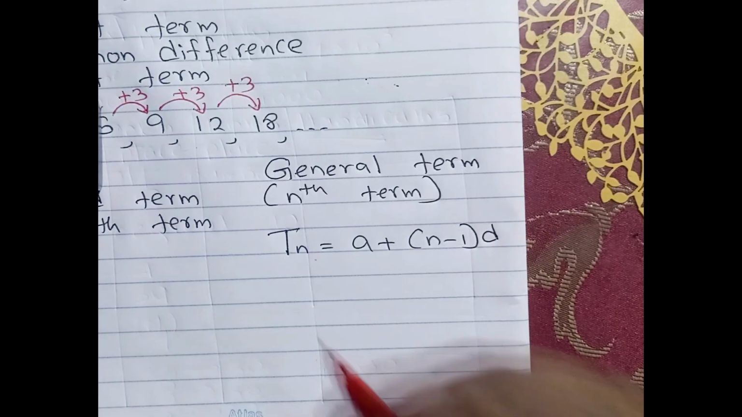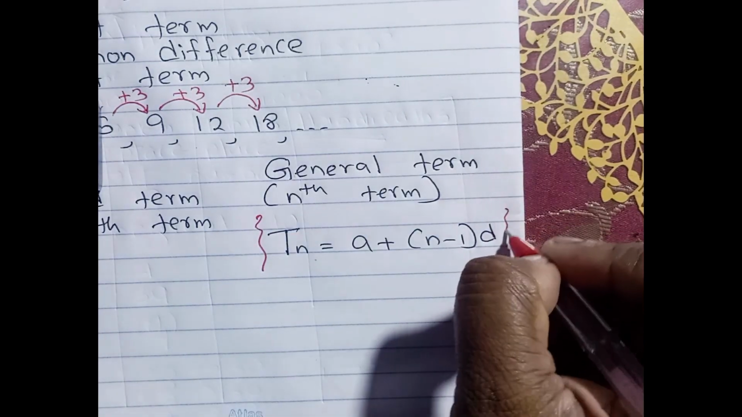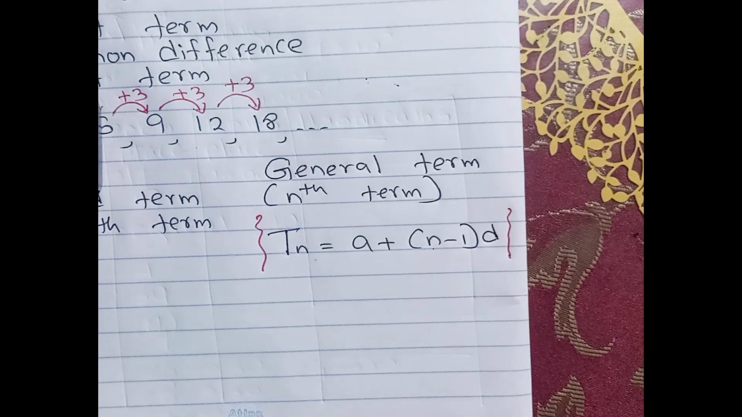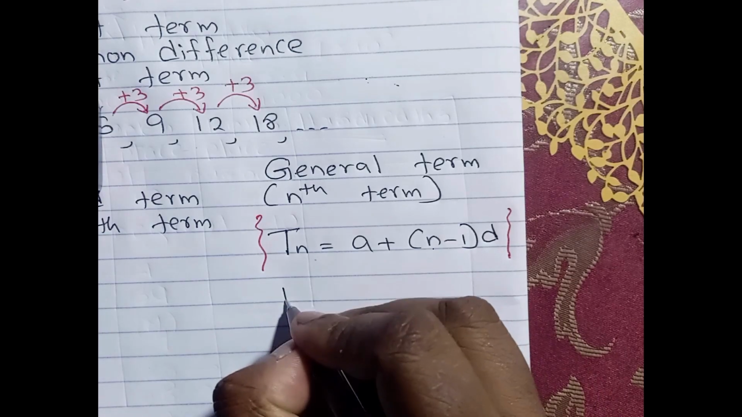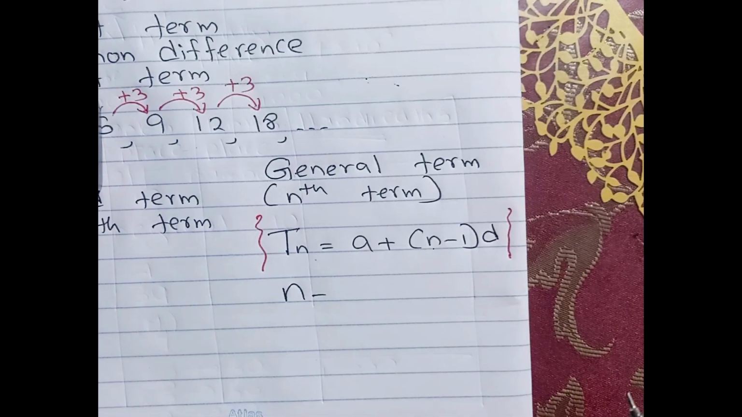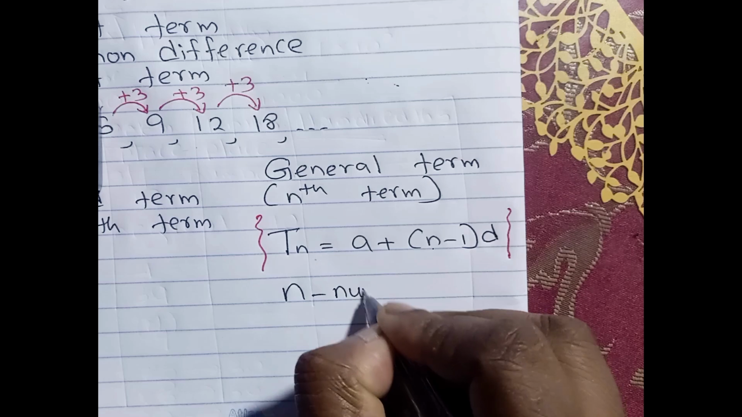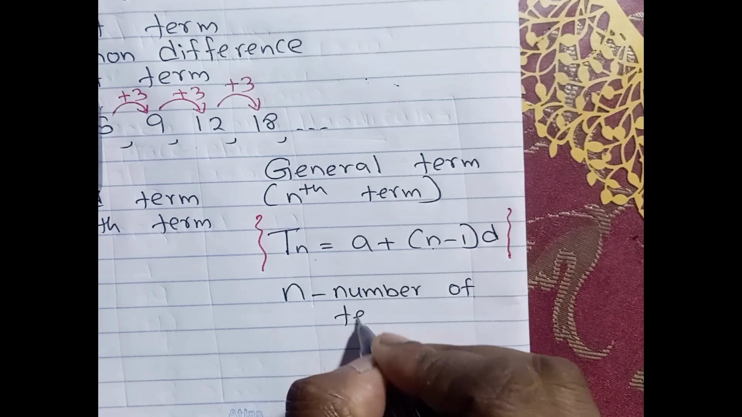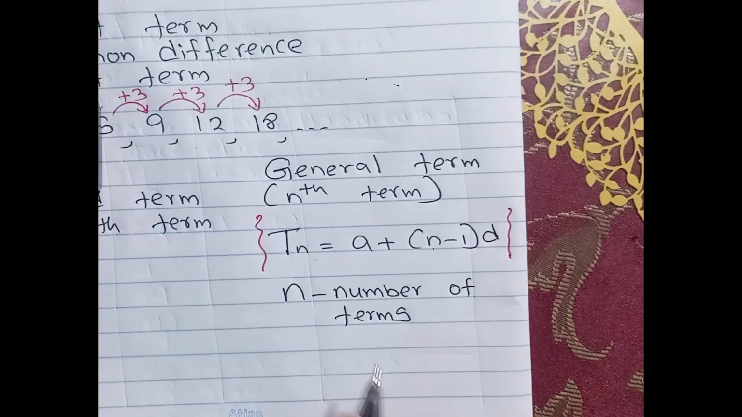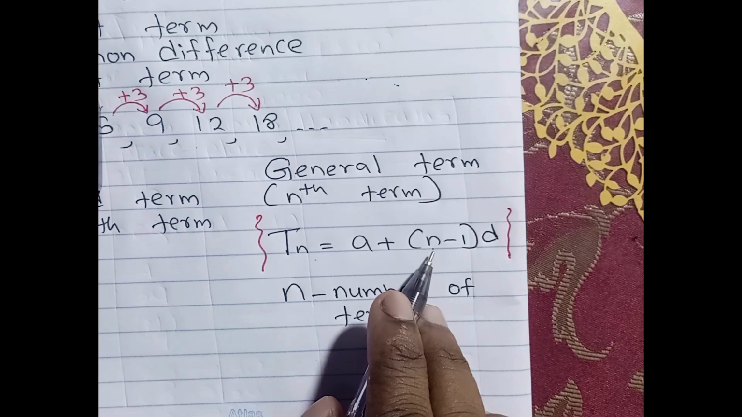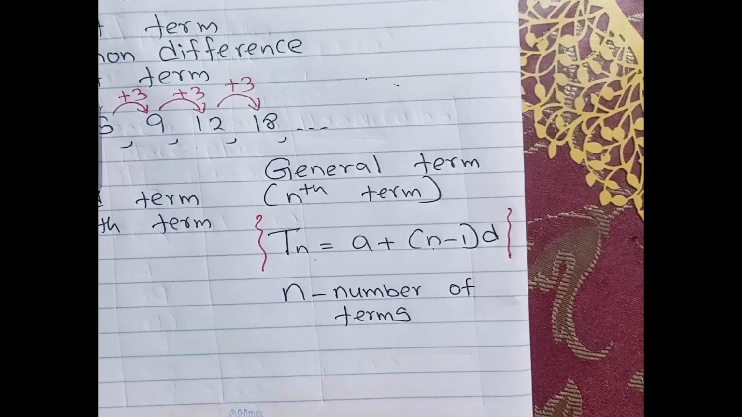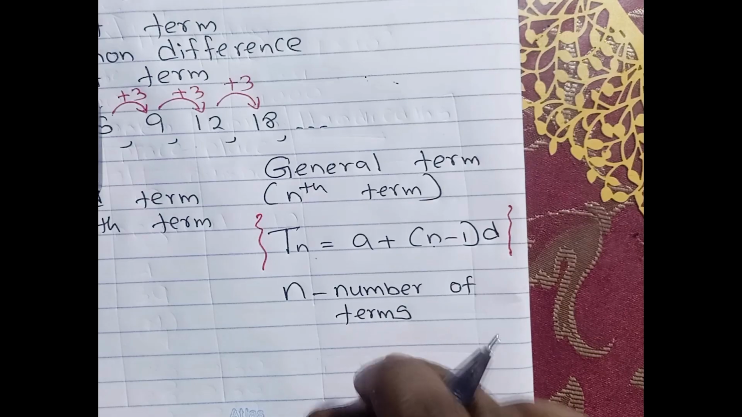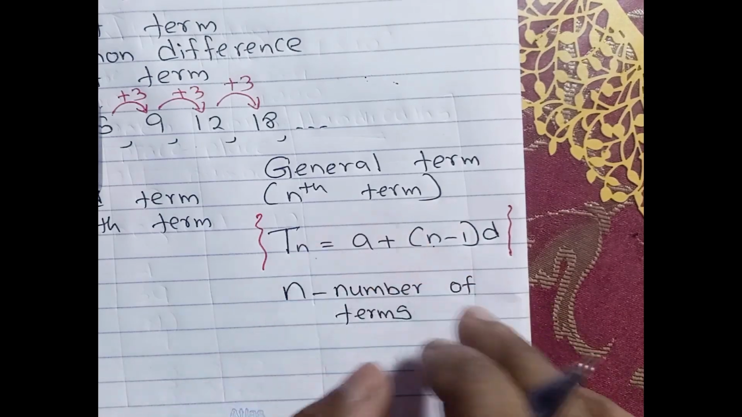In here you studied all these terms except n. What is the meaning of n? n means number of terms. Number of terms is renamed by small n. This is the way you have to keep in mind the equation of the general term.